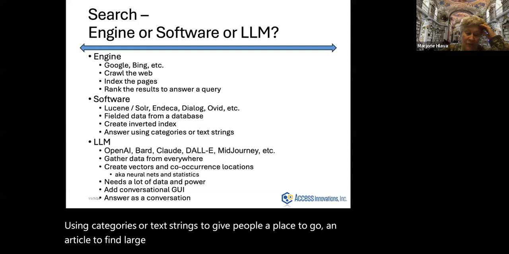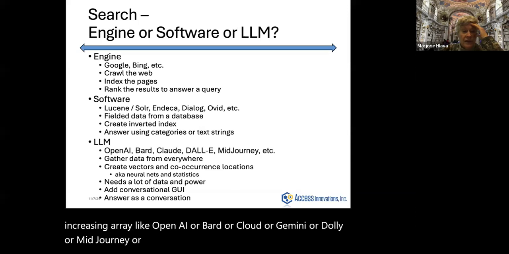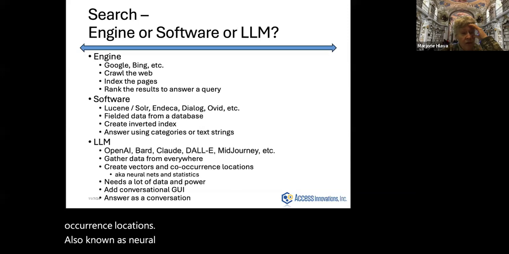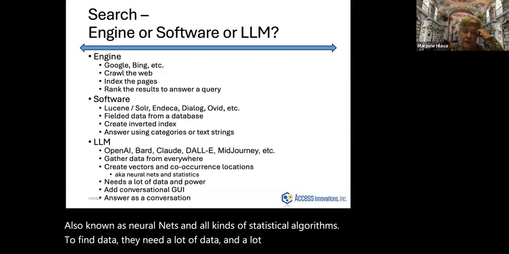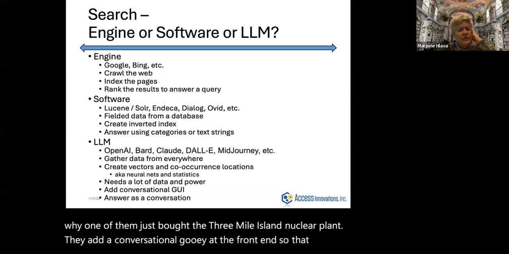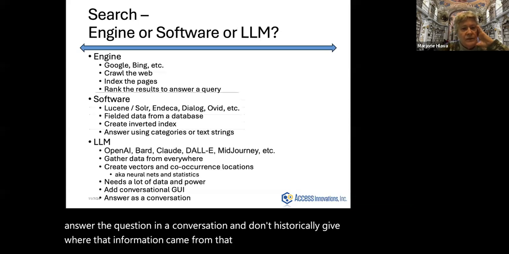Large language models, of which there are an increasing array, like OpenAI or Bard or Claude or Gemini or DALL-E or Midjourney or any of those, gather data from every place they can scrape it off the web, and they create vectors and co-occurrence locations, also known as neural nets and all kinds of statistical algorithms to find data. They need a lot of data and a lot of power, which is why one of them just bought the Three Mile Island nuclear plant. They add a conversational GUI at the front end so that they can answer the question in a conversation and don't historically give where that information came from that they used to answer the question.